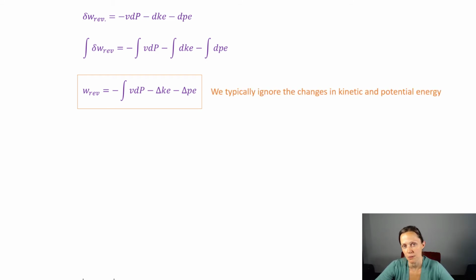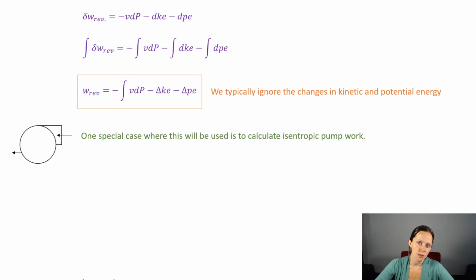And typically those kinetic and potential energy changes go away, because the place where we often use this equation right here is to calculate work for a pump that is operating at steady state and reversibly, which would be an isentropic process. And an isentropic process is adiabatic, and for a pump, typically these are insulated because the only energy you want crossing the boundary is in the form of work. You don't want it crossing the boundary in the form of heat transfer. So adiabatic and then reversible, and now we have an equation for reversible steady flow work.